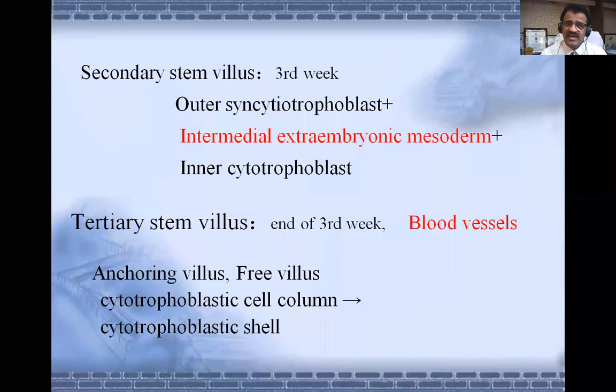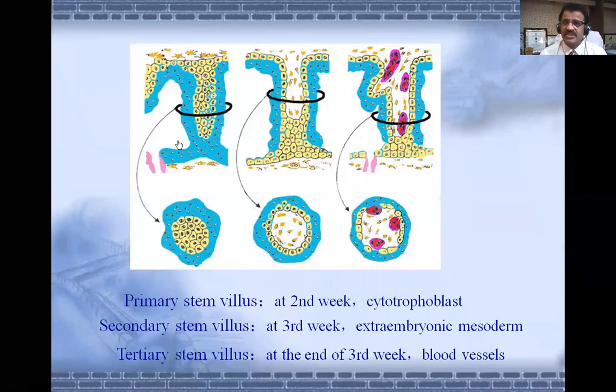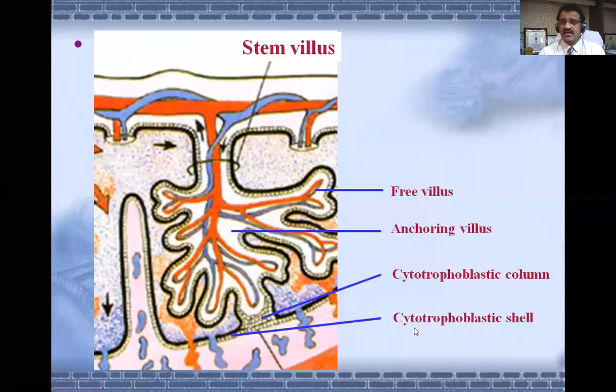So anchoring villi, free villus, cytotrophoblast cell column into cytotrophoblast cell. Here you can see the picture of that. Primary stem villus at second week, secondary stem villus at third week, and tertiary stem villus at end of third week. Here also you can see the villus. Villus means finger-like projections. Here you can see this image.